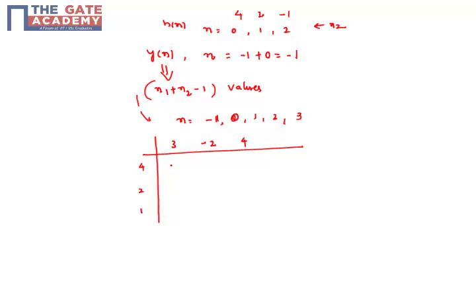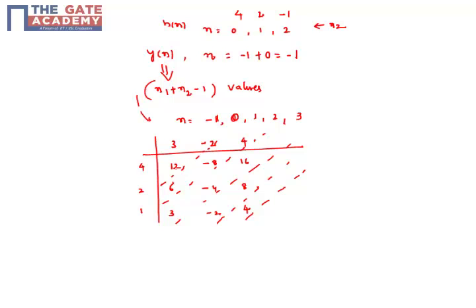So here the value is 3 4s are 12. 3 2s are 6. This is 3. This is minus 8. This is minus 4. This is minus 2. And this is 16. And this is 8. And 4 ones are 4. Right? So here the values are, not 7, 5 values: 1, 2, 3, 4, 5. Okay. So the first value is at n equal to minus 1.